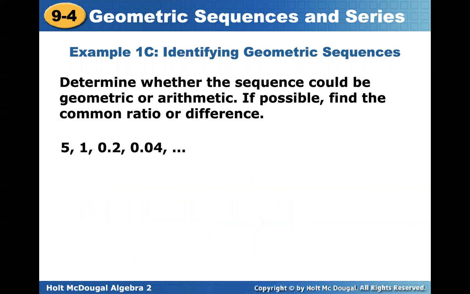All right, what about this one? Determine whether the sequence could be arithmetic or geometric. Well, I look at that right away and I think there's no way it's arithmetic. Down 4, down 0.8, down 0.16. Once again, try to see if it's arithmetic. Is there a common difference? No. Down 4, down 0.8, down 0.16. It's not arithmetic.